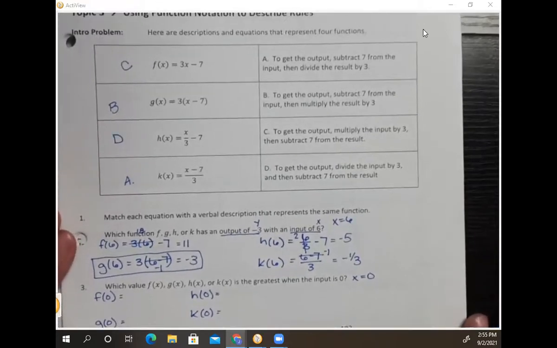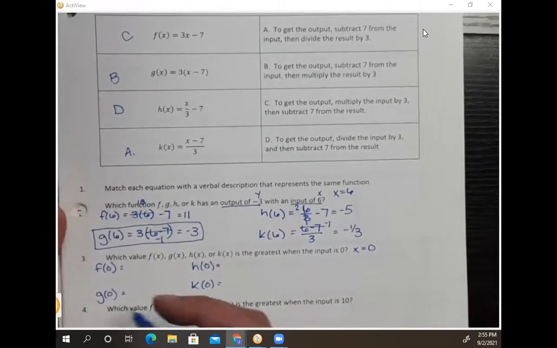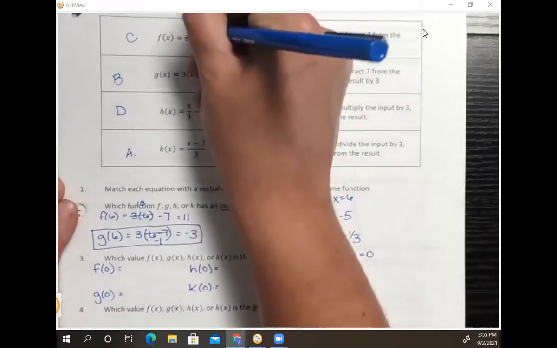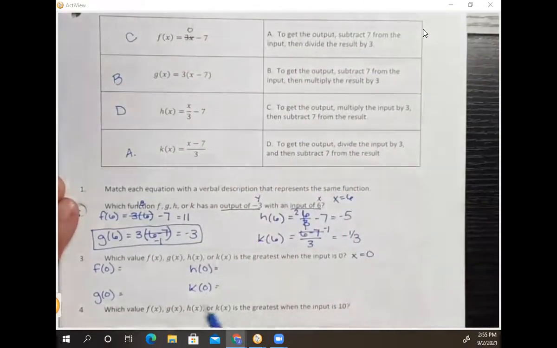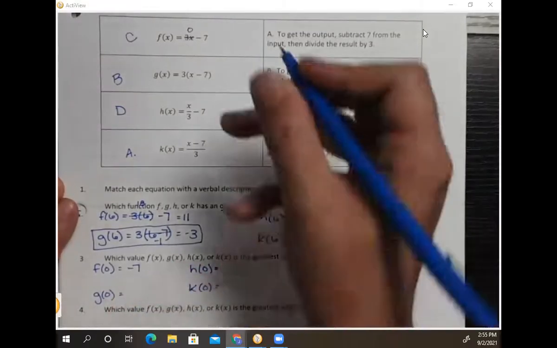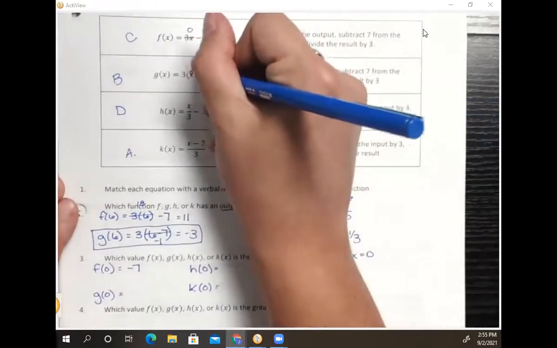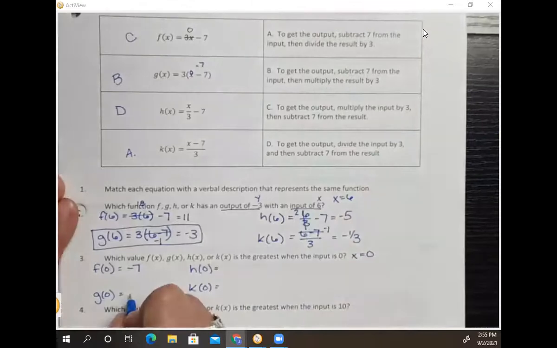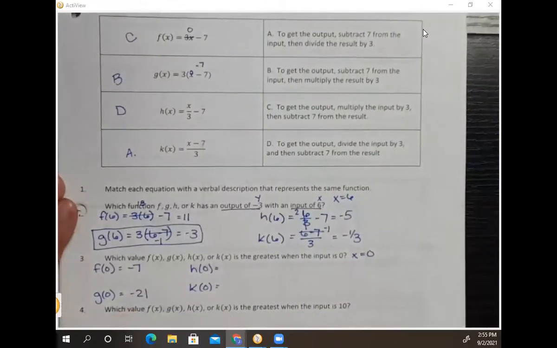Scoop my paper up so I can see my functions. If I plug in 0 for x, that would be 3 times 0, which is 0. And then 0 minus 7 would be negative 7. If I plug in 0 for x in g, that would be 0 minus 7, which is negative 7. 3 times negative 7 would be negative 21.